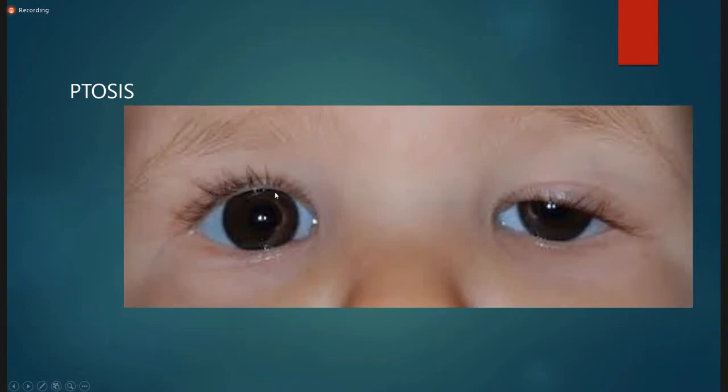You can see the upper lid covers the superior 2 millimeter. Here it is obstructing the pupil also. This is pupil. This is pupil. And in this figure, it is obstructing up till the pupil. So this is ptosis. What is ptosis? Drooping of the upper eyelid is known as ptosis.